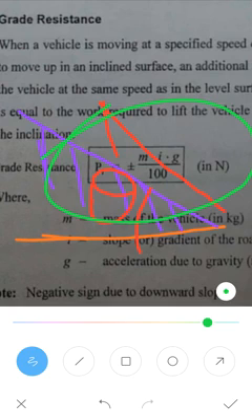Next, I will explain about the losses. There are some losses in the acceleration and deceleration, and in the transmission, when there is movement on the road.